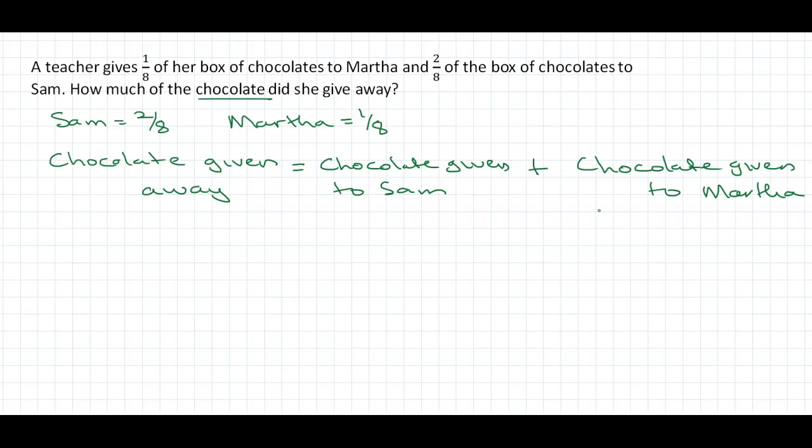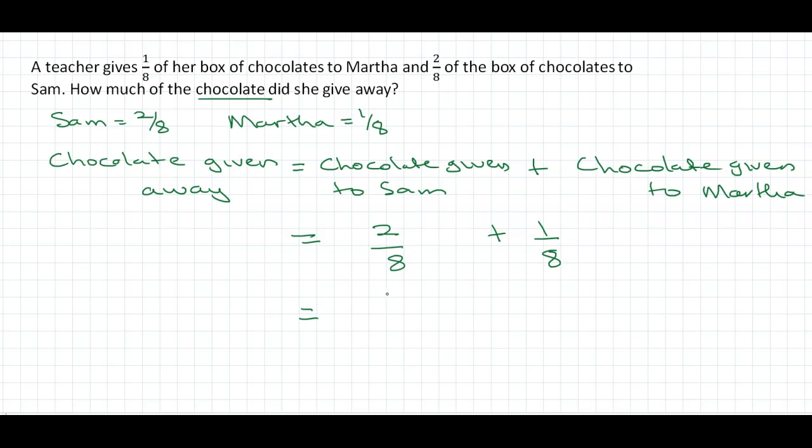And the next step we're going to do here is to replace the words, or the parts of the equation that have words, with actual numbers. So we're still looking for the amount of chocolate given away. We know 2/8 was given to Sam, and 1/8 was given to Martha. So 2/8 plus 1/8. And now we're going to do our fractional addition.